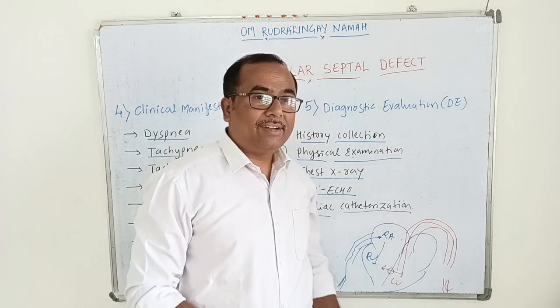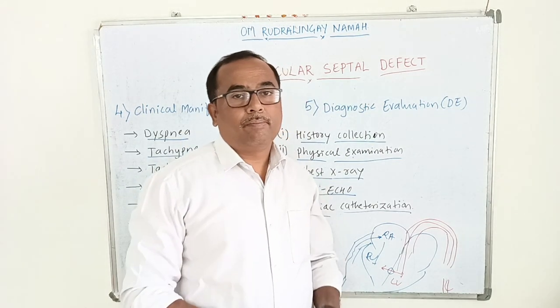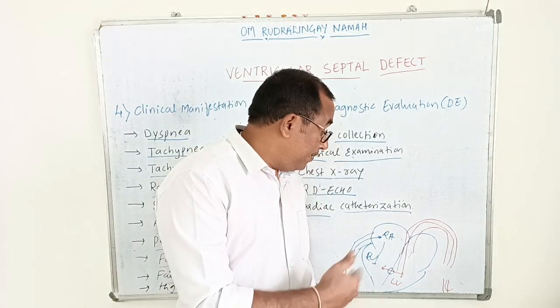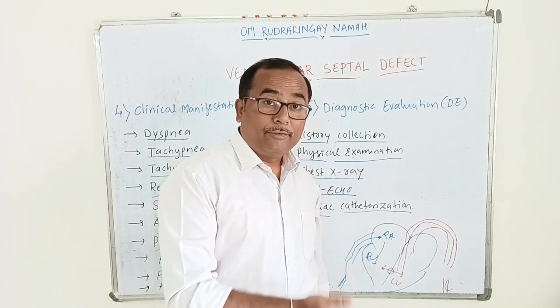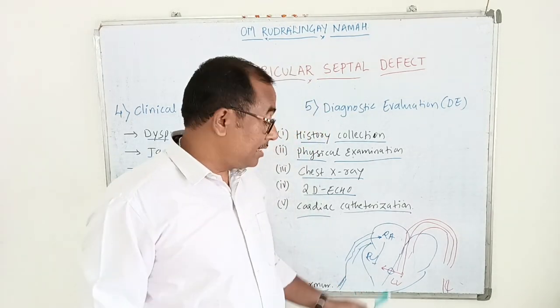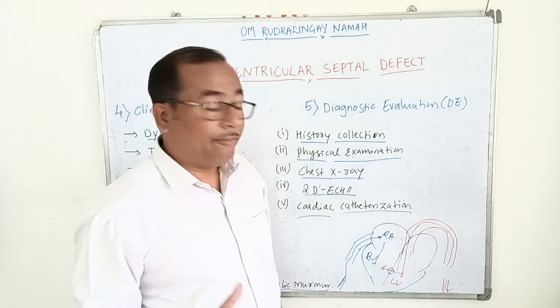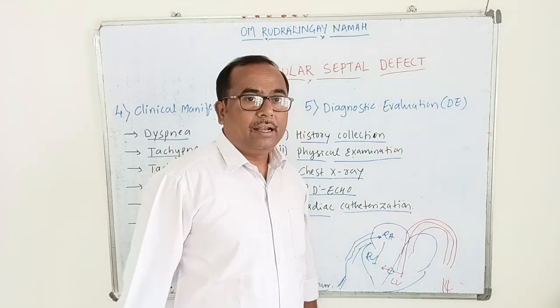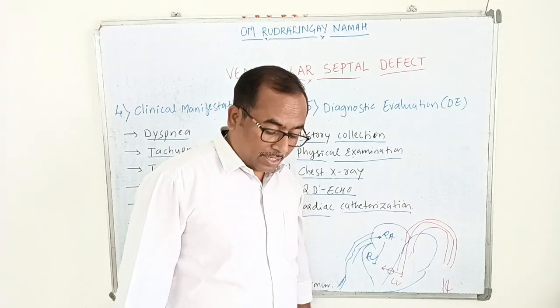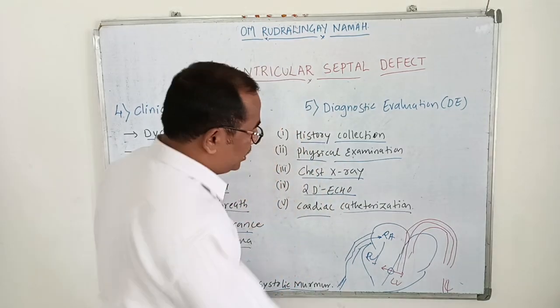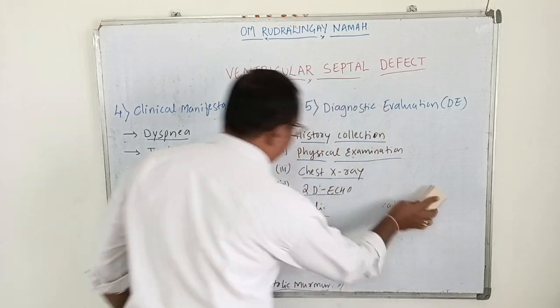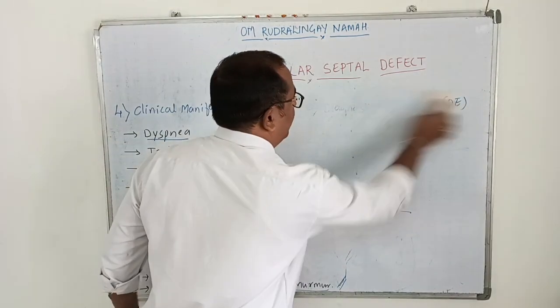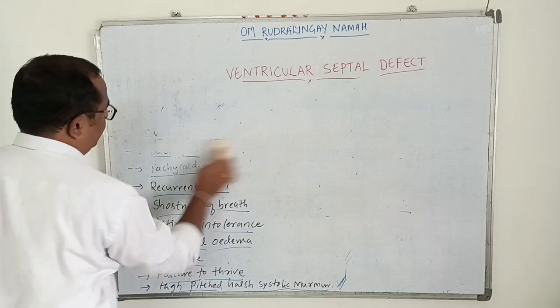Followed by the injection of dye, we can take an image by fluoroscopy. Thereby we will come to know about the shunting of blood from the left ventricle to the right ventricle, and this will confirm the ventricular septal defect. By cardiac catheterization, we can confirm the diagnosis of a ventricular septal defect. So these are some of the diagnostic evaluations of ventricular septal defect.